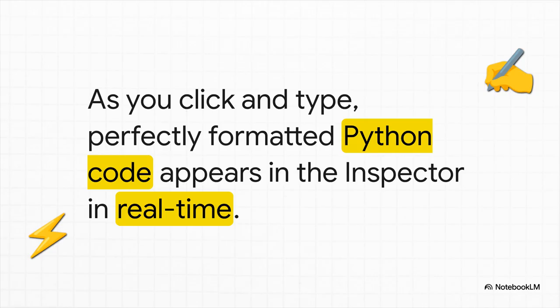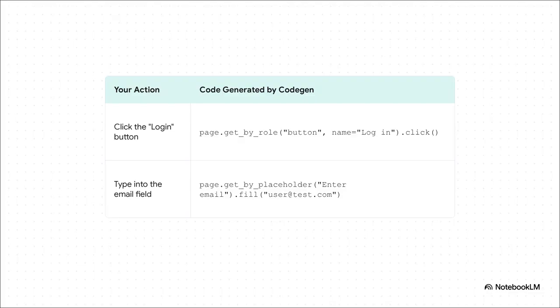As you start clicking around in a browser, clicking buttons, filling out forms, you will see perfectly formatted Playwright code just appear line by line live inside that inspector window. It is literally writing the test for you as you do it. And just look at the quality of the code it's writing.